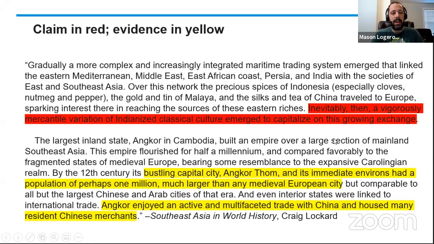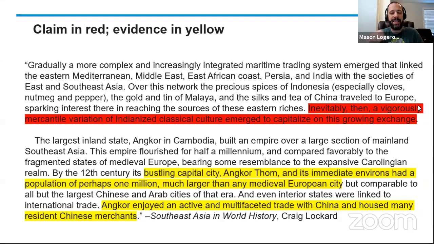So I went ahead and highlighted the main claim in red, and then I gave you some of the evidence in yellow. Now, a lot of students, when they look at this passage, think that that first sentence is actually the claim, where he's talking about a complex, increasingly integrated maritime trading system throughout the world, the Mediterranean, the Middle East. You can see all the areas. That is a historical claim, yes, but that's not the main point of this passage.